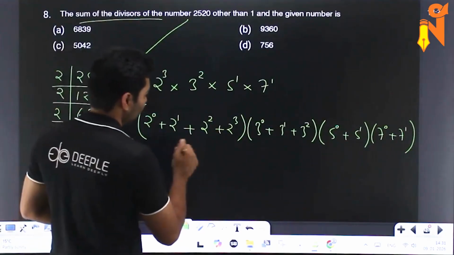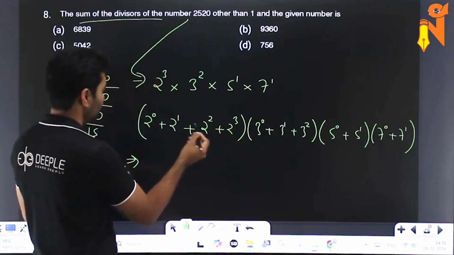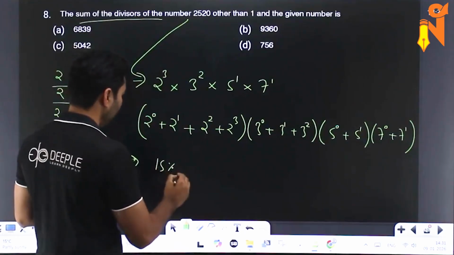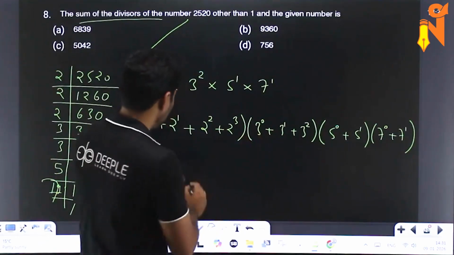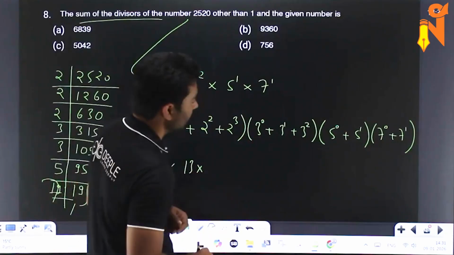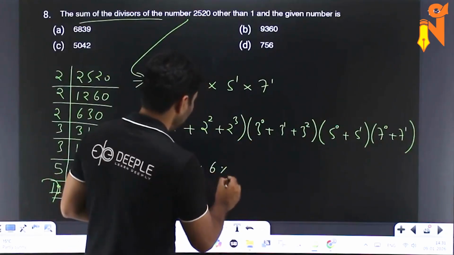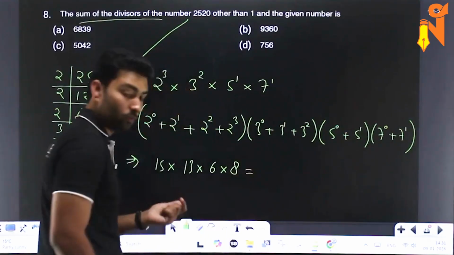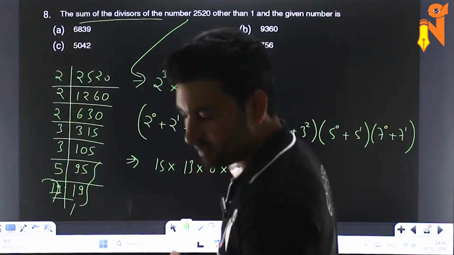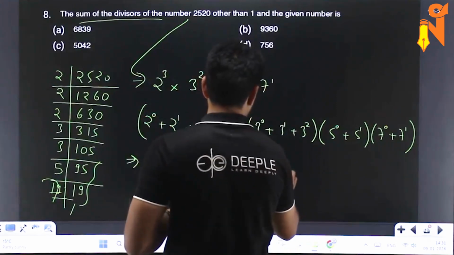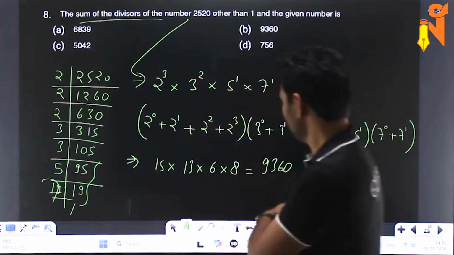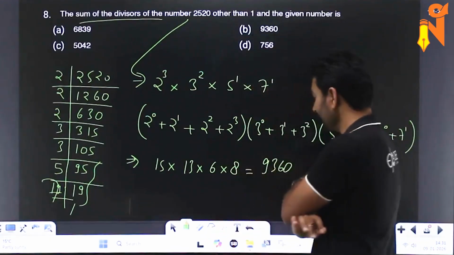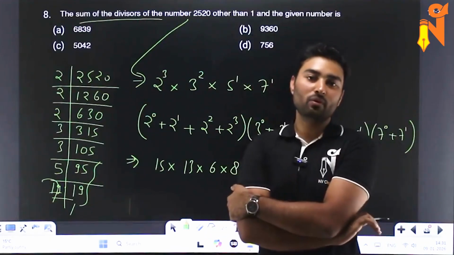So how much is this? 8 plus 8 plus 2, 10 plus 15. So 15 into 9 plus 1, 10, 13, into 6 into 7 plus 1, 8. So the multiplication is equal to 9360. Yeah, please check again. 9360, yeah, okay, fine. Now this is the multiplication, and this is the sum of all divisors.